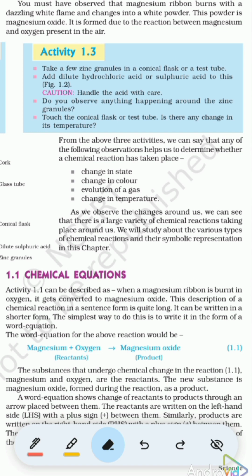You must have observed that the magnesium ribbon burns with a dazzling white flame. In the observation, you might note down that the magnesium ribbon burns with a very dazzling white flame, and after burning, the ash is a white powder. This powder is magnesium oxide, which I just showed in the chemical equation form. It is formed due to the reaction between magnesium and the oxygen present in the air. As I already said, not only magnesium, anything is burnt only in the presence of oxygen.